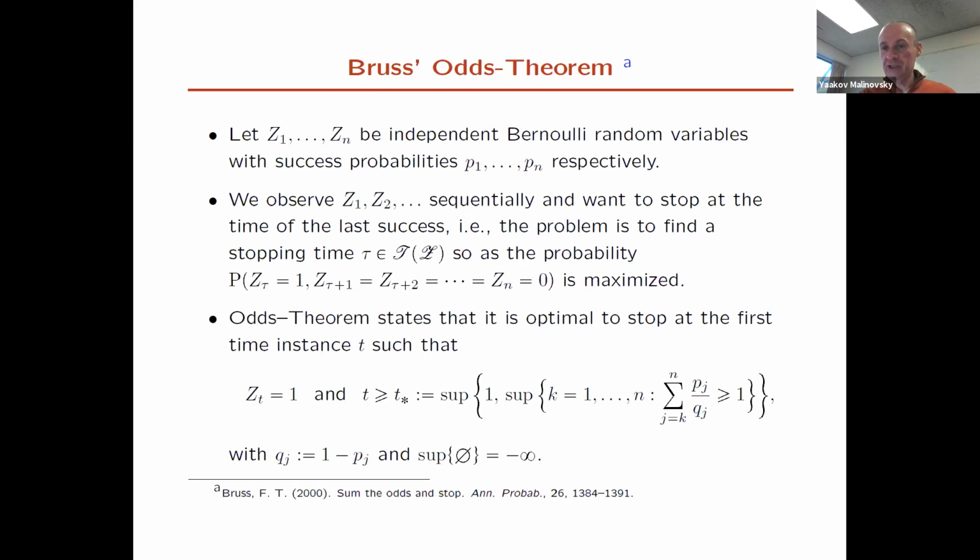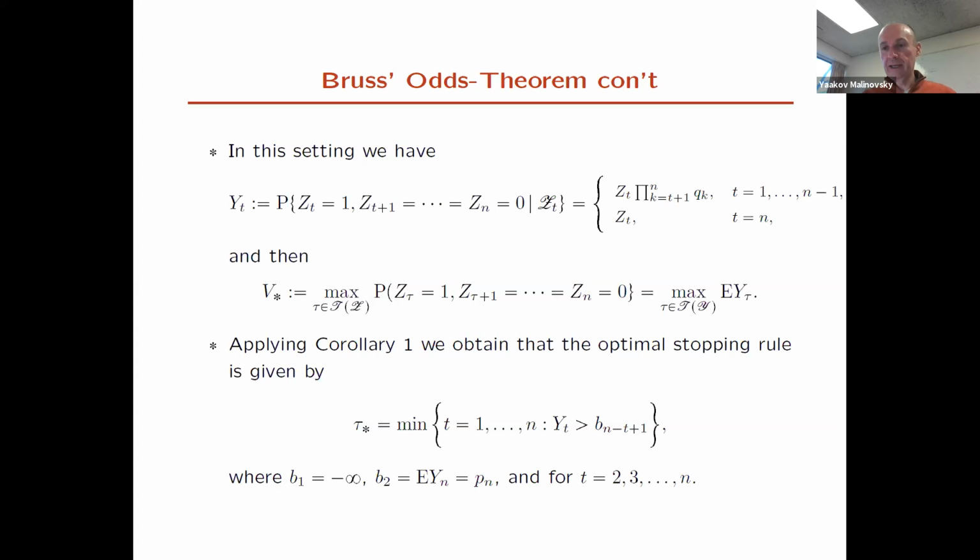So what we can suggest is to apply our algorithm and solve Bruss's problem in this way. We define random variables Yt, the probability that Zt equals 1 and the rest equal 0, given the information sigma algebra up to time t. And then we need to find the maximum of Y tau based on full information.